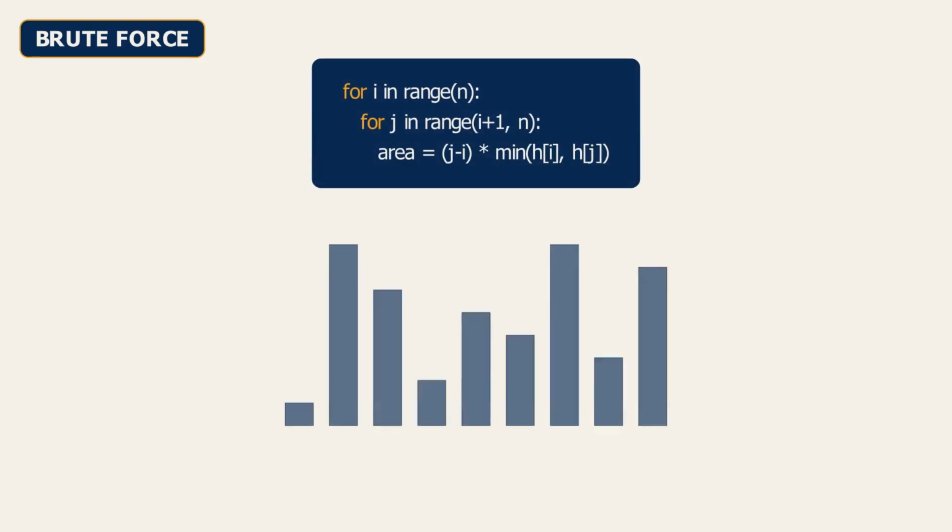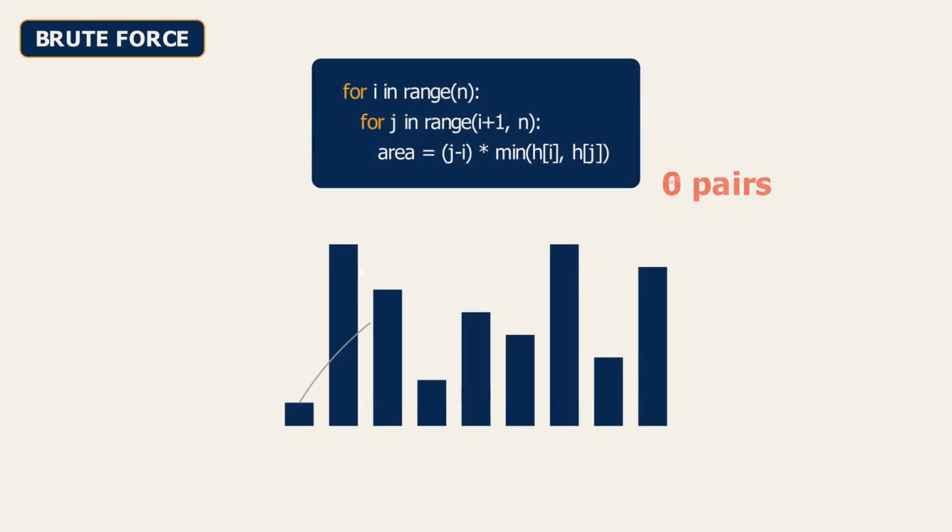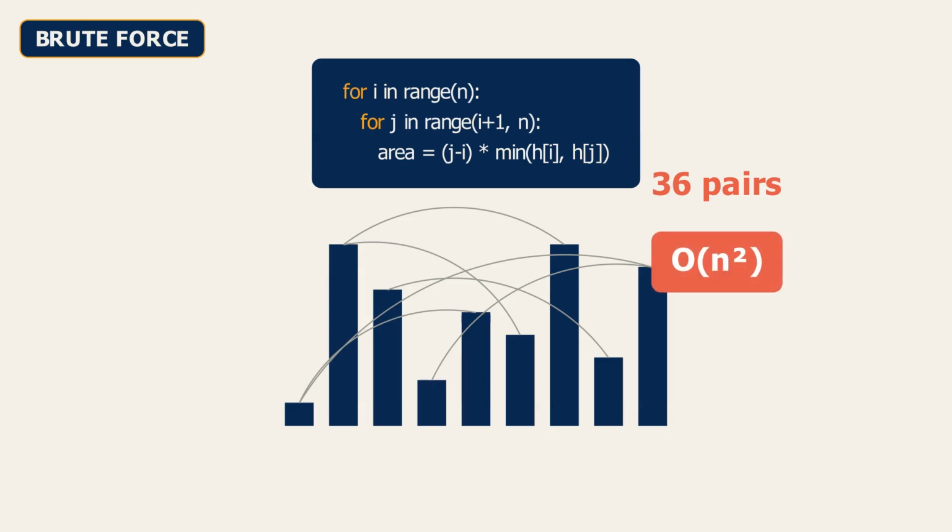The brute force approach is exactly what it sounds like. Try every pair of walls, compute the water for each, keep the biggest. For 9 walls, that's 36 pairs. Fine here, but 1,000 walls means 500,000 pairs, and it only gets worse. That's O of n squared. So let's throw it out and use the trick that made 2 pointers so fast.